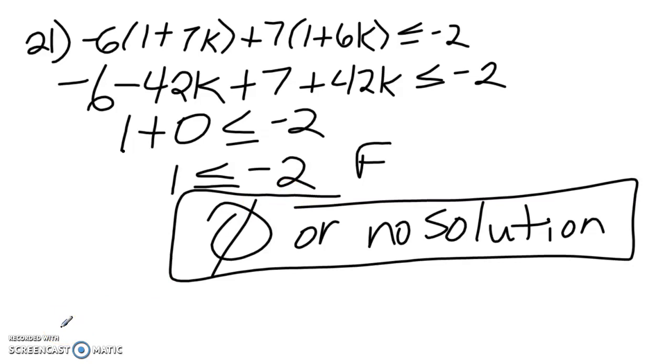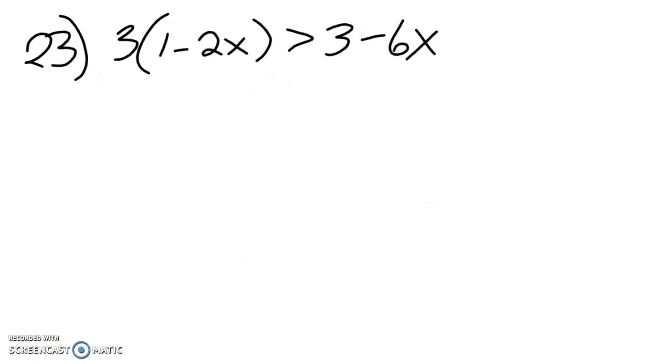Let's look at the next one. If it doesn't turn out to be true, then I'll explain how we would handle a true inequality. All right, number 23, first step, Jasper, is to do what? Distribute. 3 times 1 is 3. 3 times 2x is 6x, but it's minus, so minus 6x. And I have is greater than 3 minus 6x.